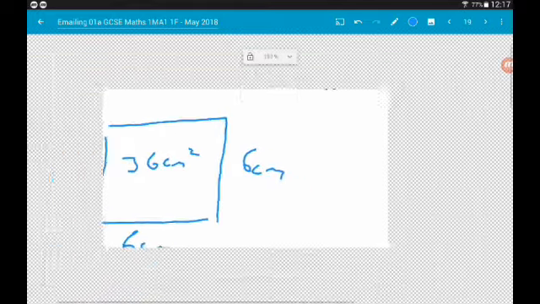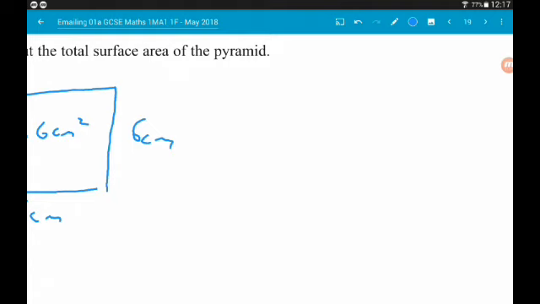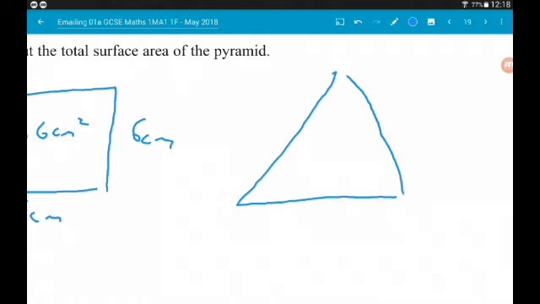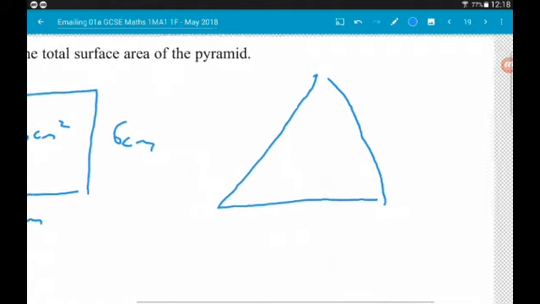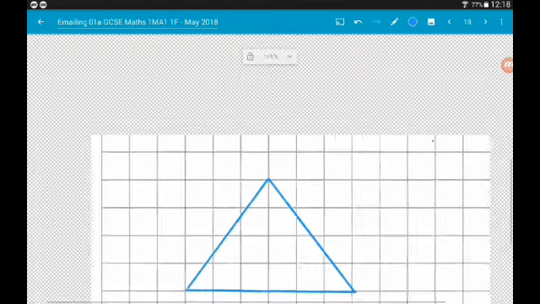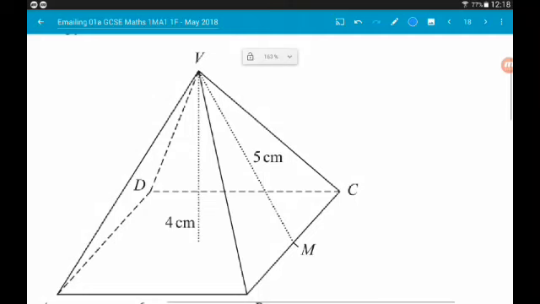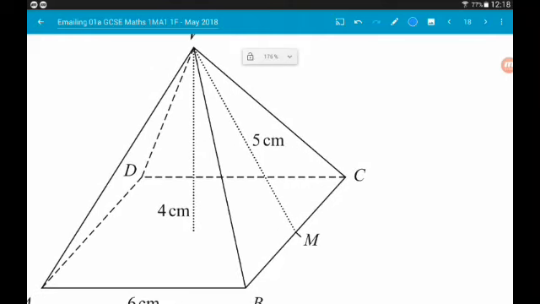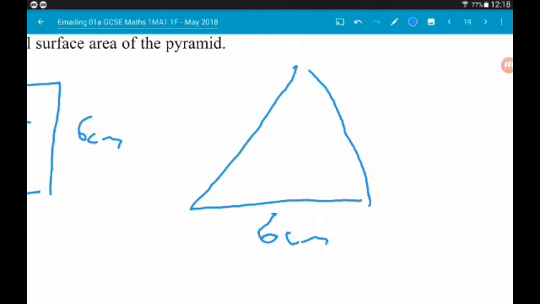Okay, now we need to think about one of the triangles. So we know the base of the triangles. You can see my drawing is as good as ever. We know the base of the triangles is 6. What about the height? Well, now we are looking at this 5 centimeter length that goes up from the middle of the triangle to the tip. So the height of these triangles is 5.